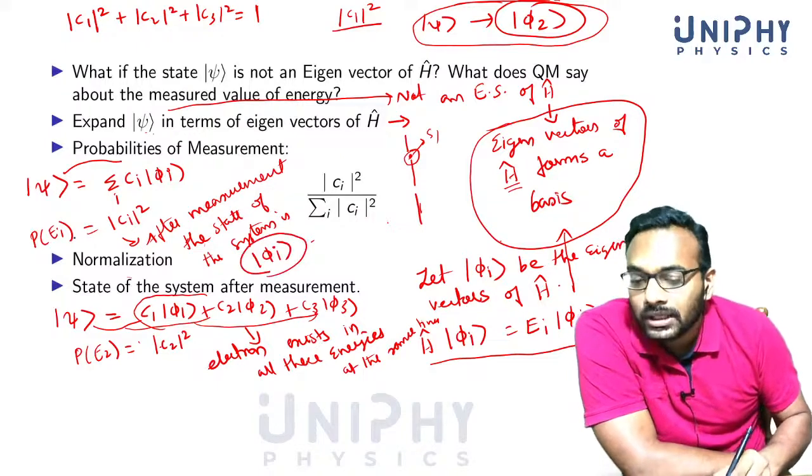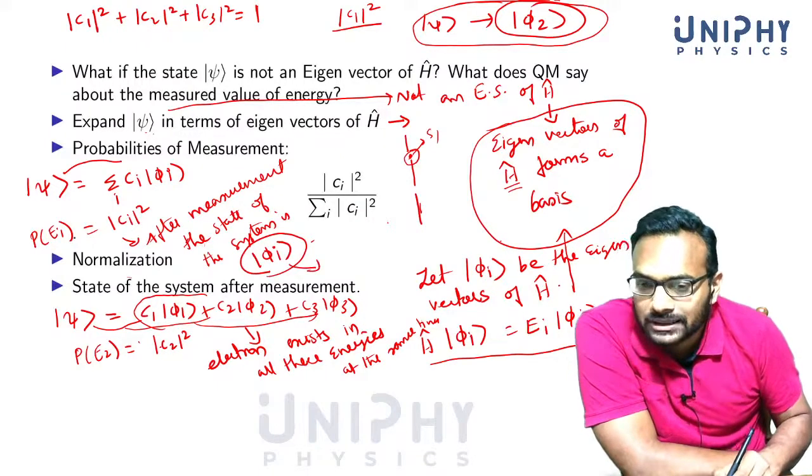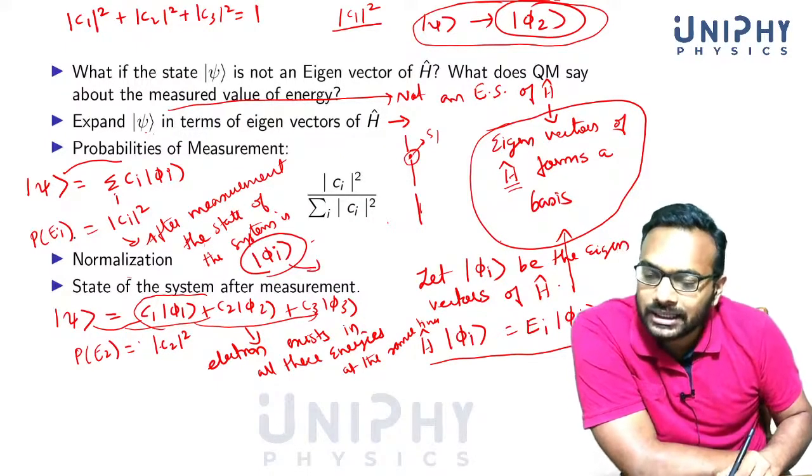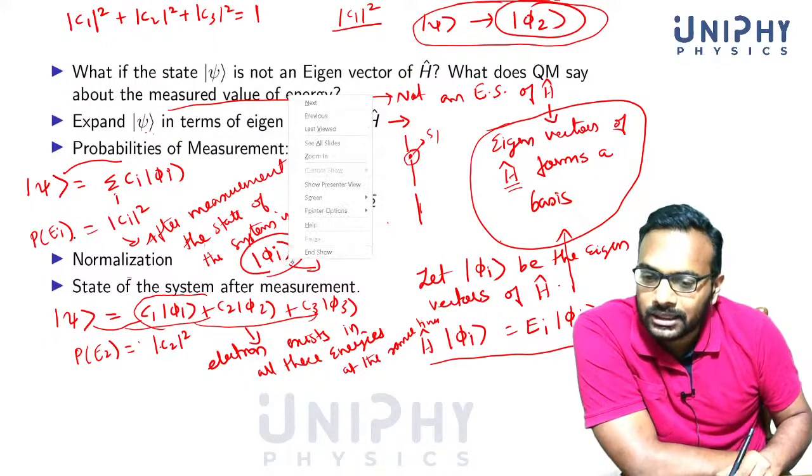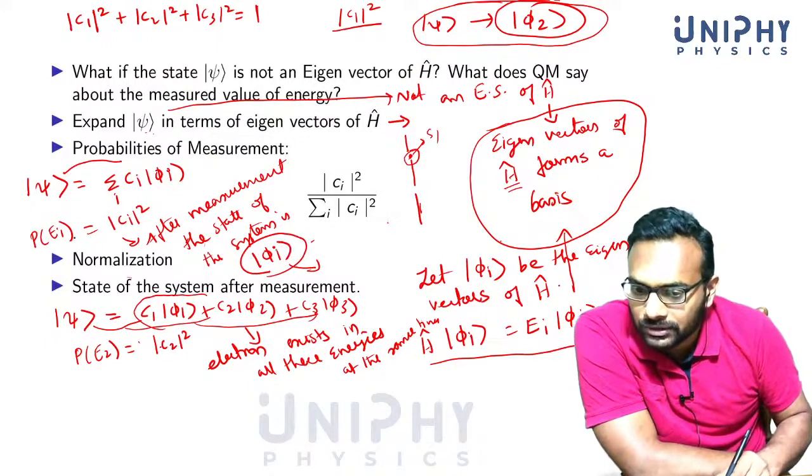Now, what happens if you measure the energy again of this state? If you again measure the energy of this state, then you will again get Ei. Suppose this is phi 1, for example.